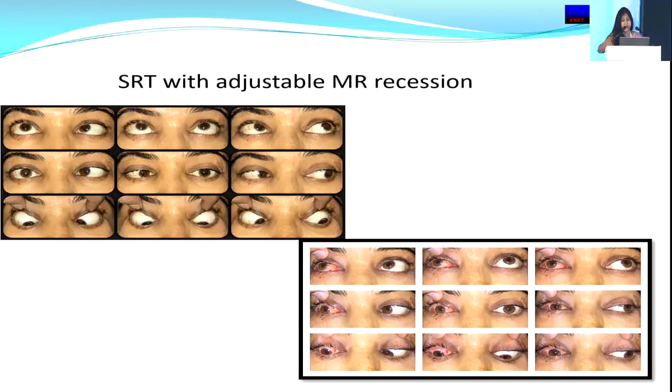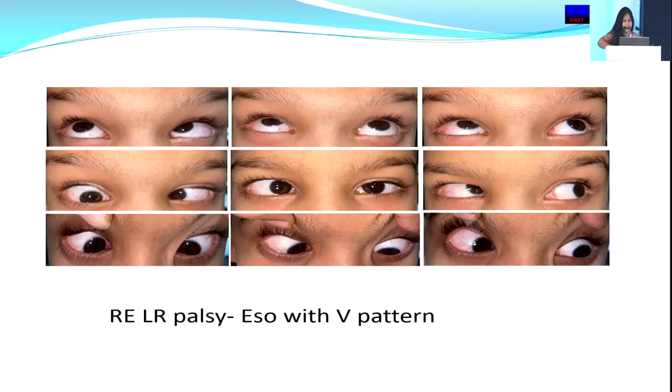This is a case where we had done SRT, superior rectus transposition, with the adjustable MR, because the deviation was quite significant. It was a large deviation with a large abduction deficit. The post-op patient was relatively aligned with good abduction recovery.